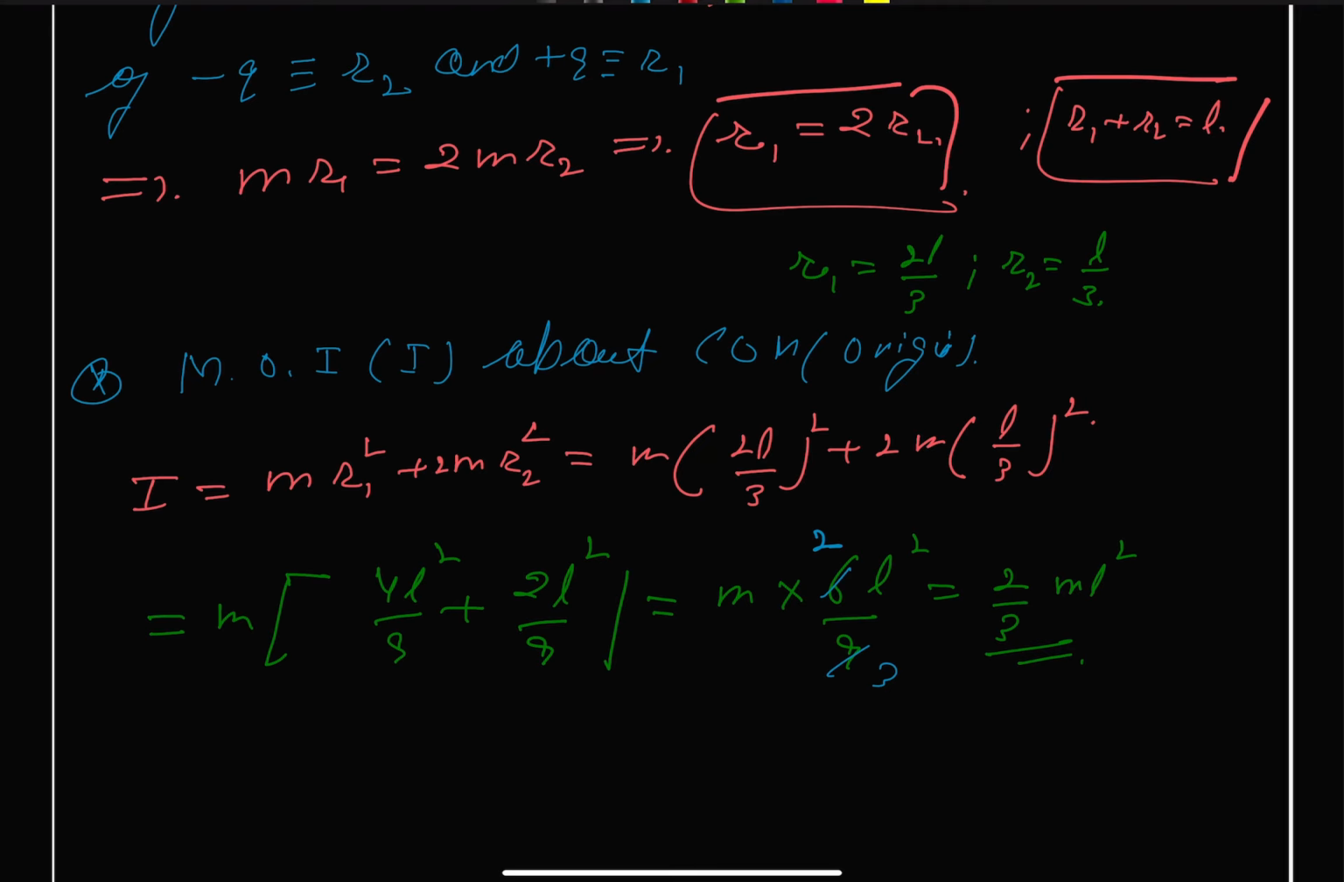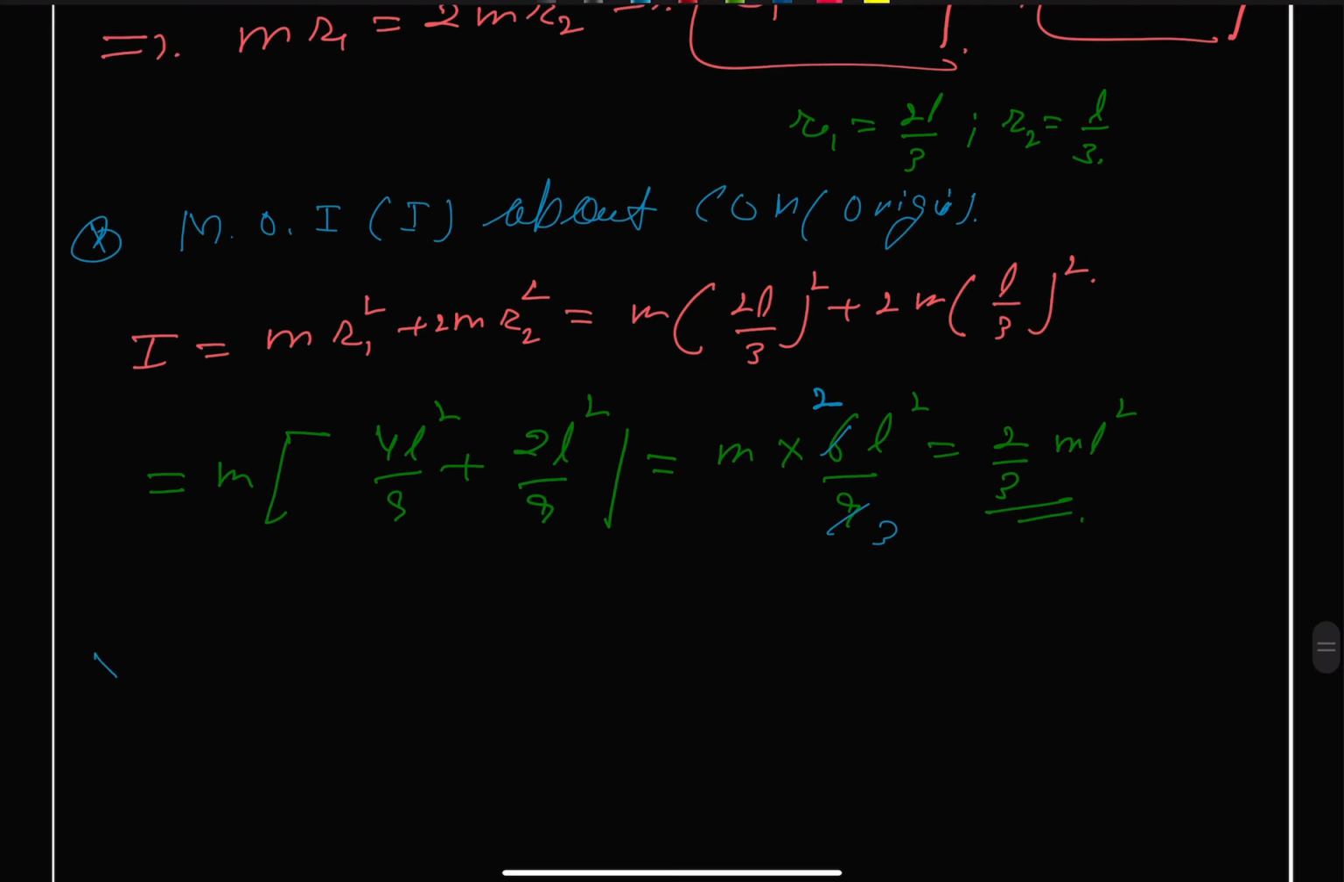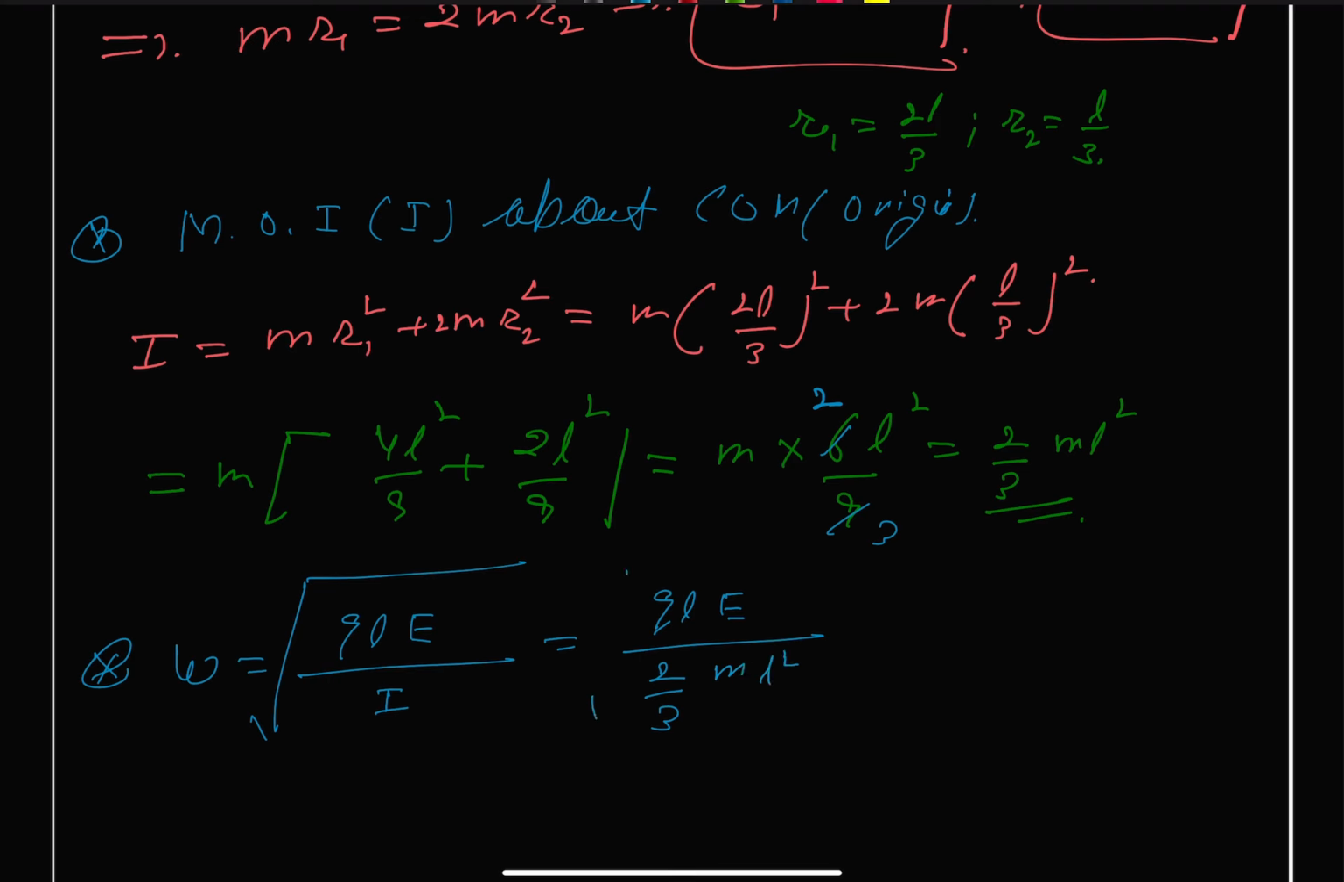Now we can substitute it in the angular frequency omega, which was the square root of QLE divided by moment of inertia. We get the square root of QLE divided by 2 by 3 m L square. The L square goes by L, and this is already in simplified form. So we get the square root of 3 by 2 times QE divided by mL. This is our angular frequency.